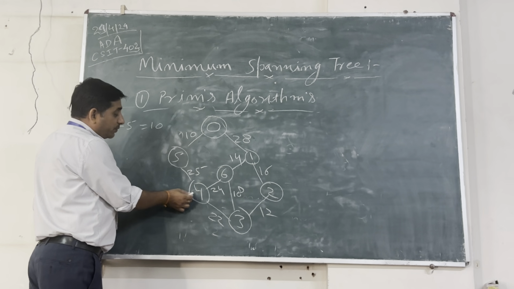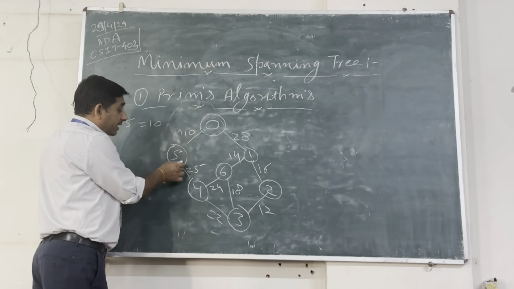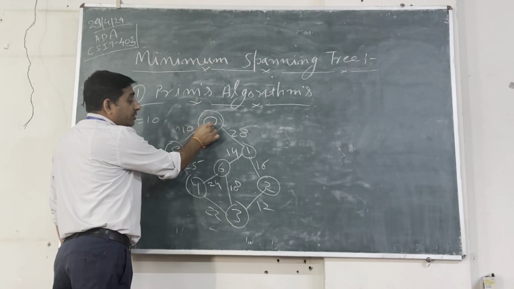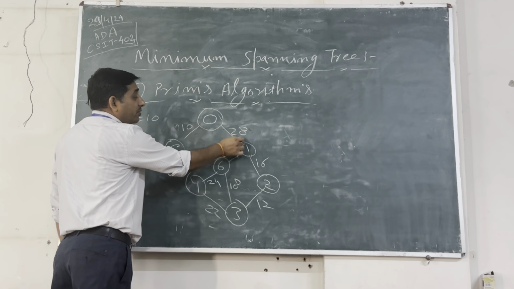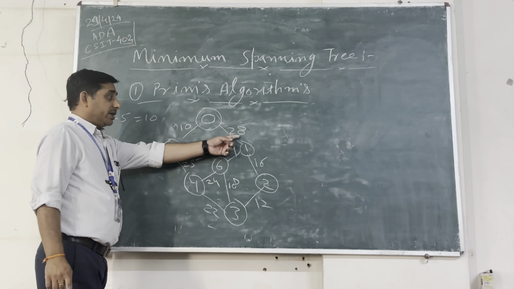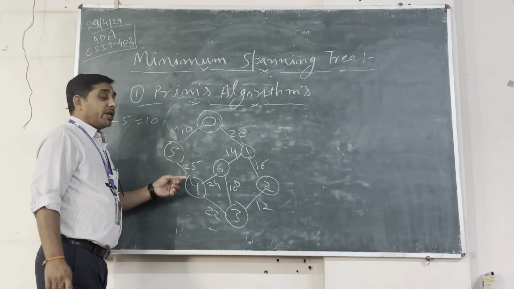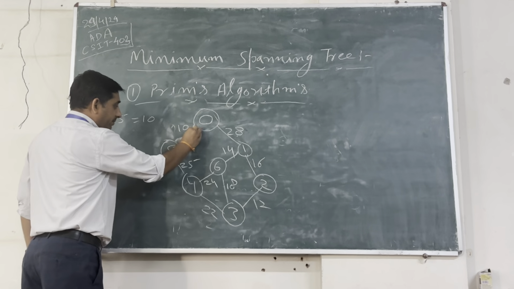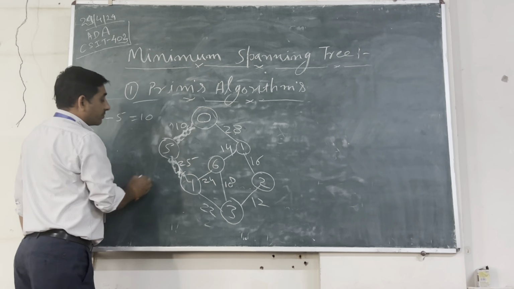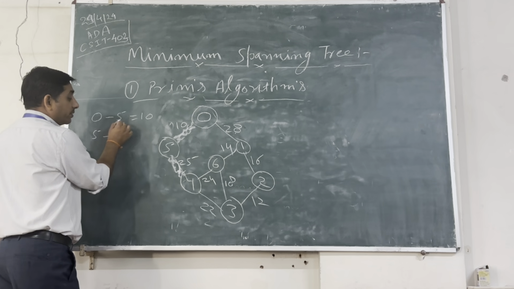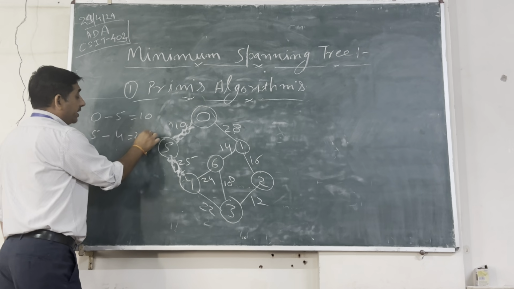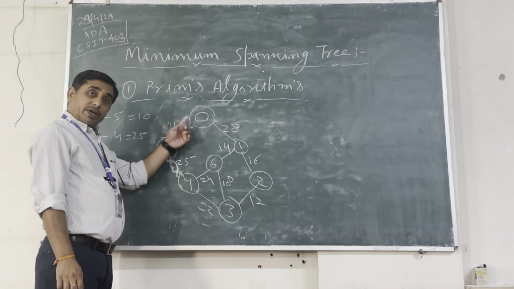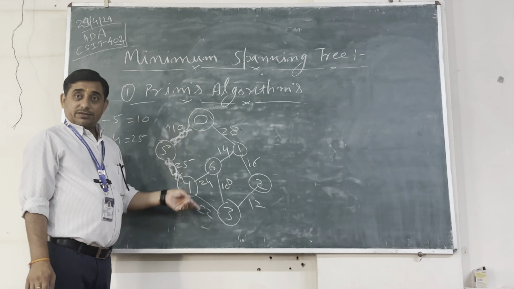So from 5 to 4, there is 25, and from 0 to 1, it is 28. So which one is minimum? Find the minimum. 25 is minimum. So first we select this one, from 5 to 4, that is 25. Next, we will explore again the connected vertices.